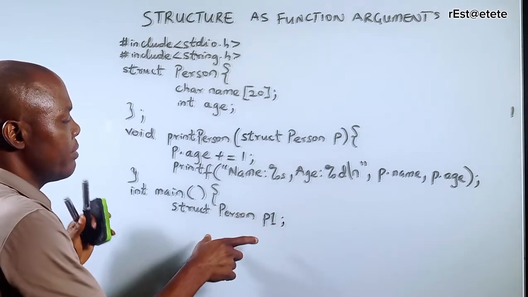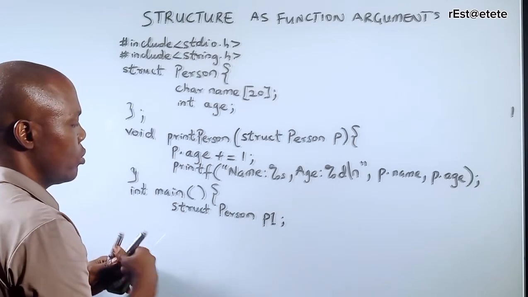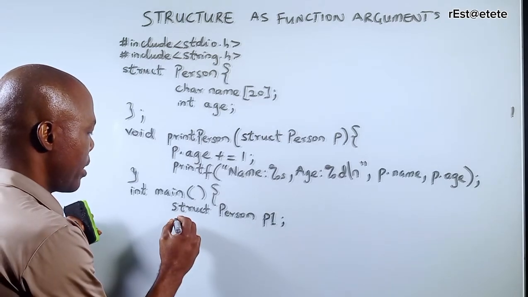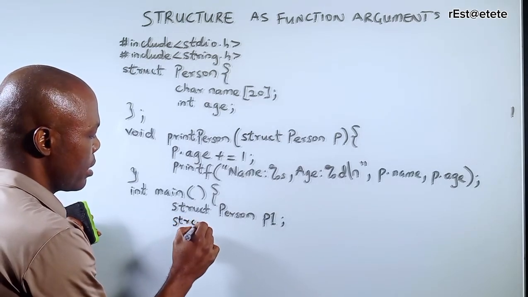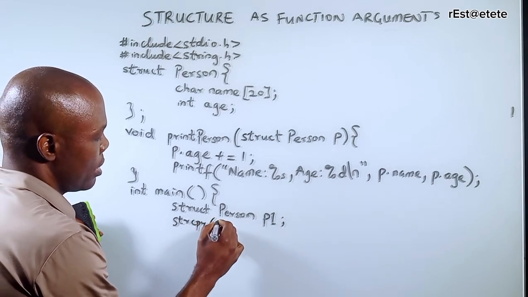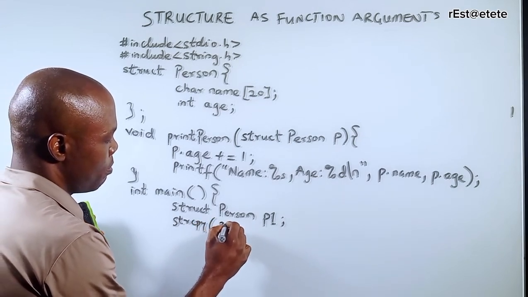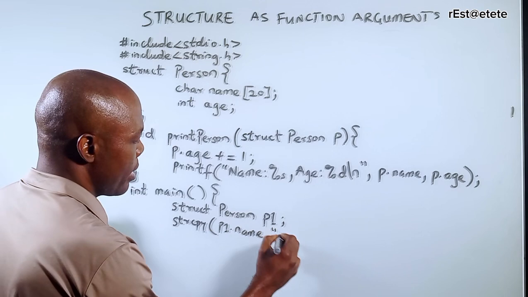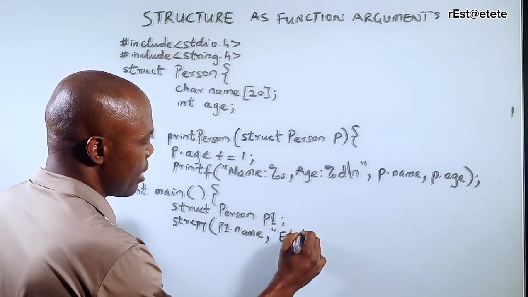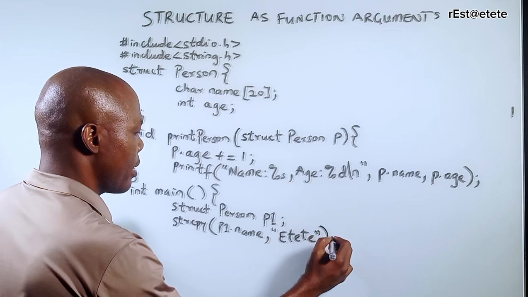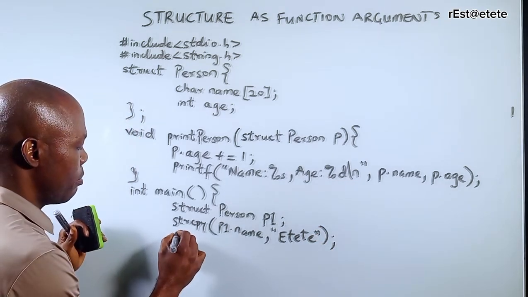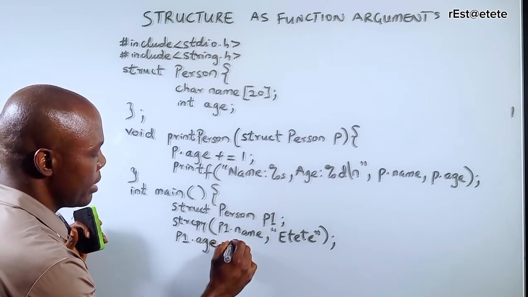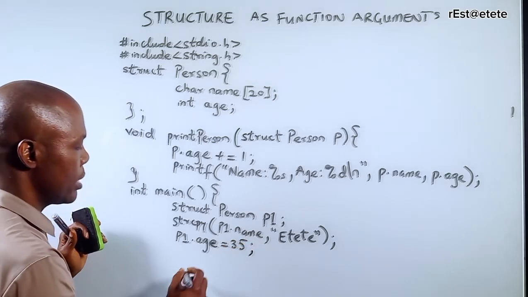Now, I need to insert the values, which is name and age. Since I declared this variable like this, I'm going to say strcpy, p1.name, comma, in double quotes I'll give it the name, close, then p1.age, I will assign 35 to it.